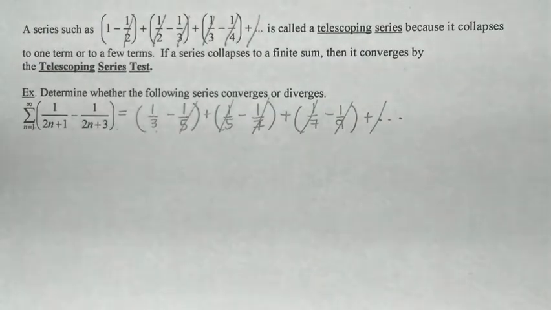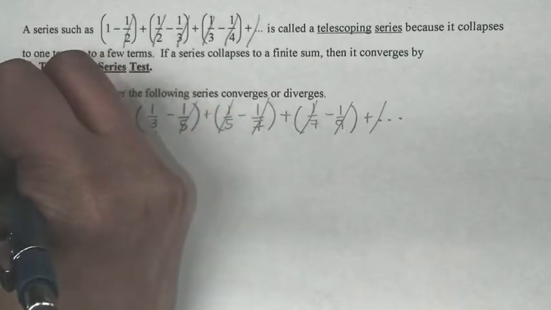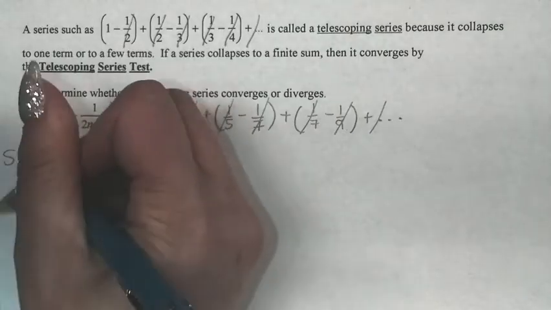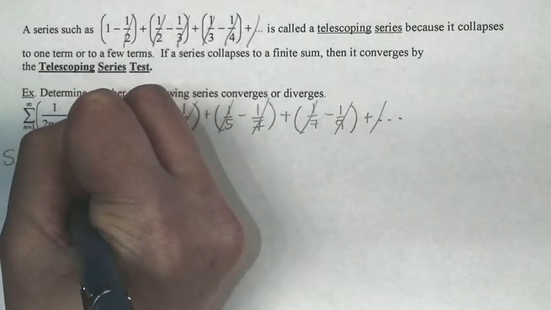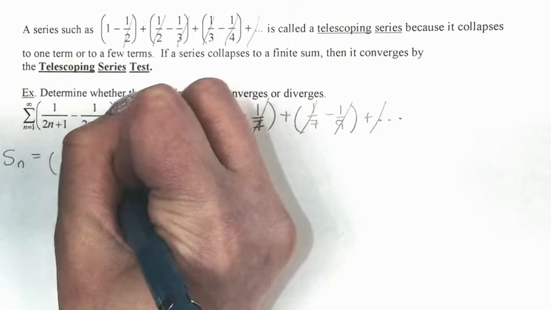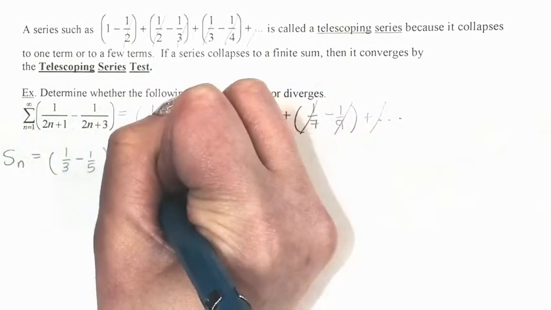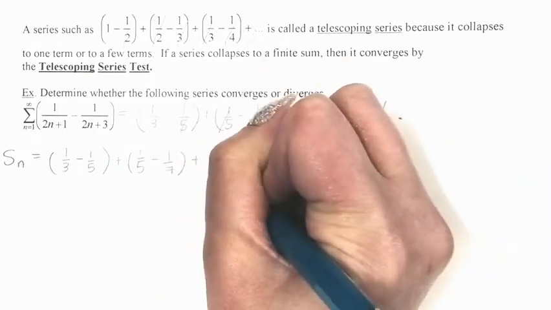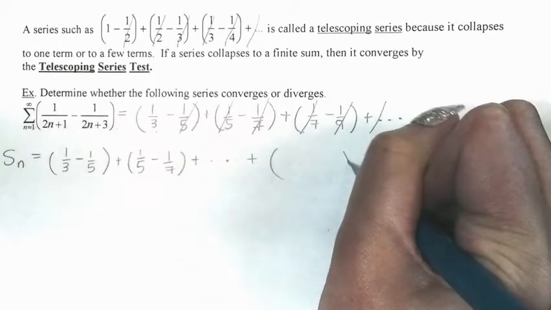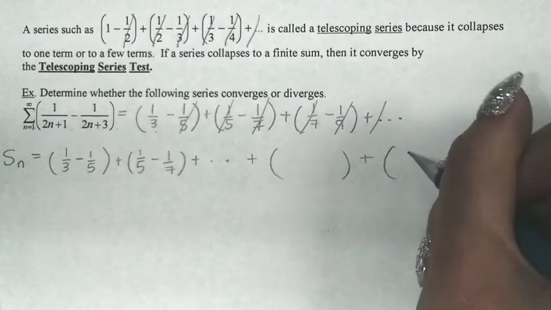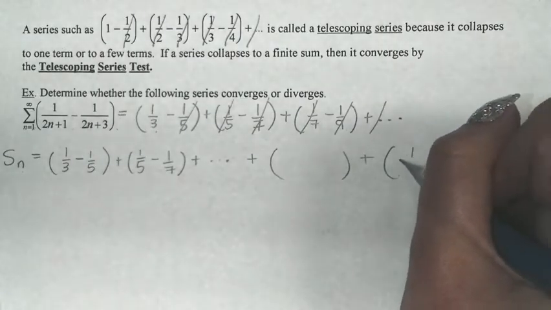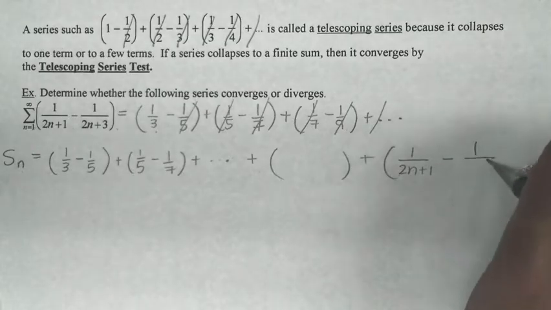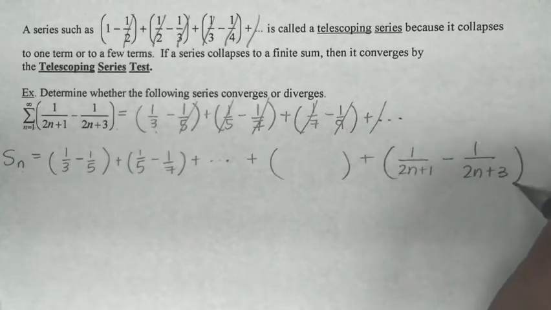What's the more thing? If we do the partial sum up to the nth term, what you have is the following: 1 over 3, which is the first term, plus the second term that we have over there, minus 1 over 7, up to what? The last two terms. The last term, since it's the nth term, is 1 over 2n plus 1 minus 1 over 2n plus 3.